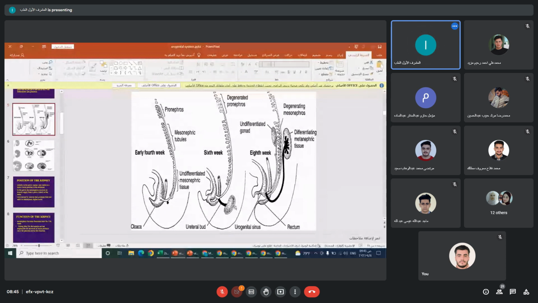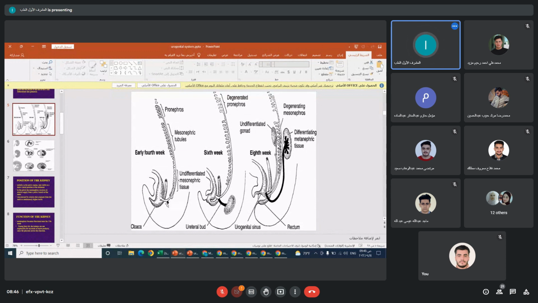The metanephros. Can you hear me clearly? Doctor, yes. It appeared in the 5th week. It contains this black part, called the collecting system, which collects the urine, and this part called the excretory, which excretes the urine. We come to this black dot, which will form the ureter.